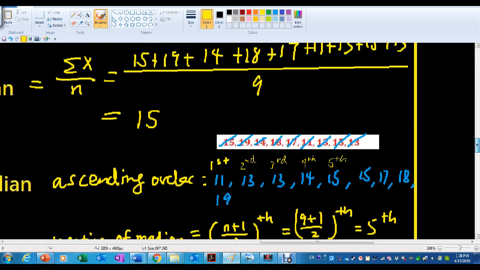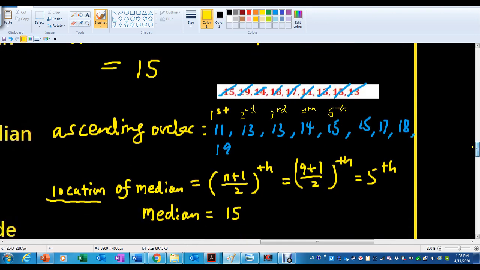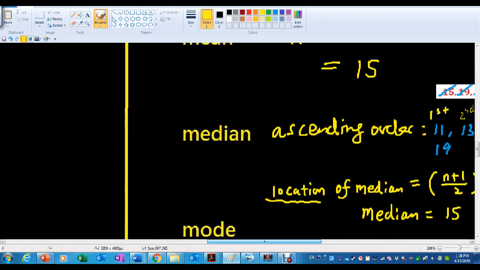So you see the median and mean are quite close, which is very natural. Normally the mean and median are quite close, but they are not essentially the same. Sometimes they are different, right?